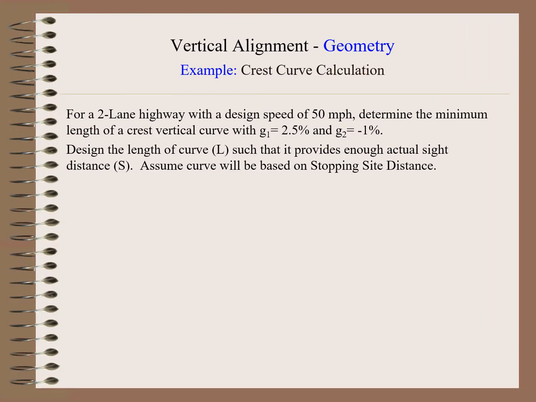Now we're going to go into another example, crest vertical curve calculation. For a 2-lane highway with a design speed of 50 miles per hour, determine the minimum length of crest vertical curve with G1 equal to 2.5 and G2 equal to negative 1%. Design the length of curve L such that it provides enough actual sight distance S. Assume that the curve will be based on stopping sight distance.